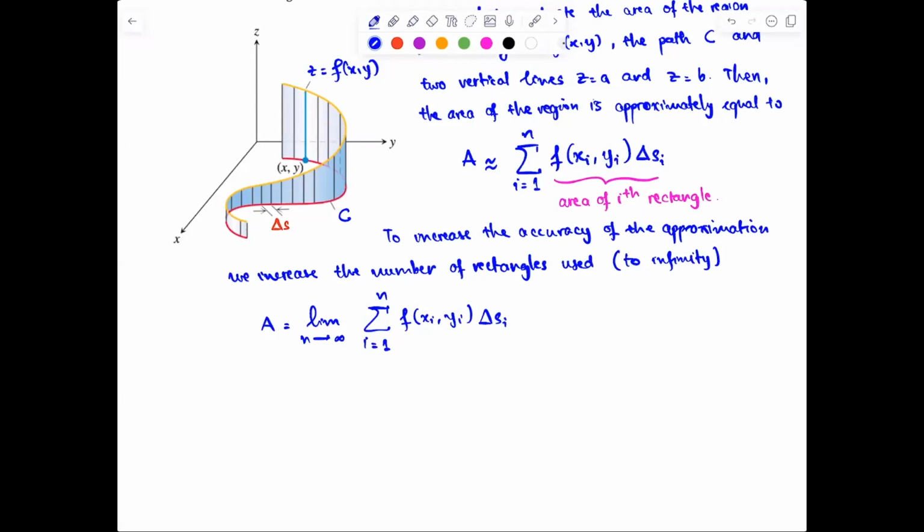All right. So instead of the limit of summations, I'm going to write, so bear with me here, an integral. We have not yet put in the limits of integration. We're going to put in the function first. So f of x comma y. Now instead of delta s, we're going to write ds.